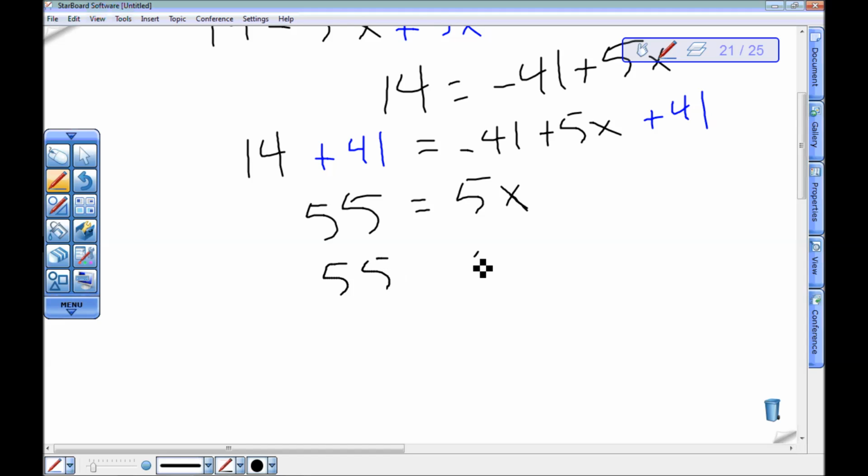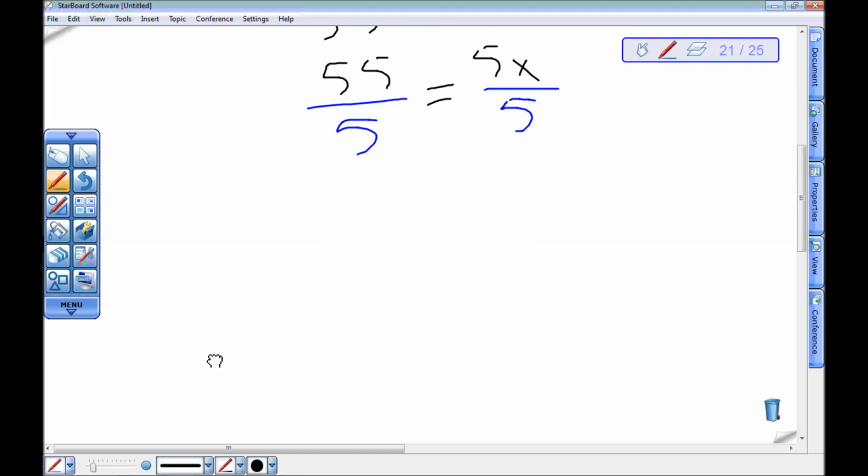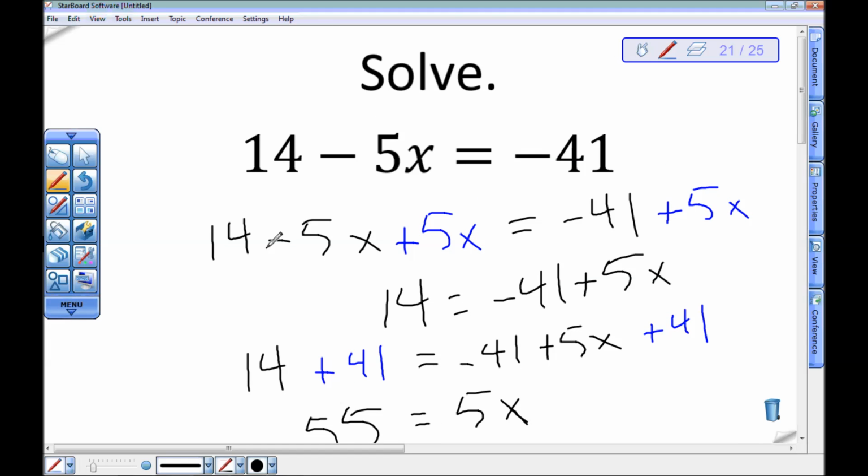So 55, 5x. I'm going to need to divide by 5. 55 divided by 5 is 11. 5 times x divided by 5 is equal to x. So I've got x, or 11 equals x. Solution to that is 11. So I think my solution to my equation is 11.